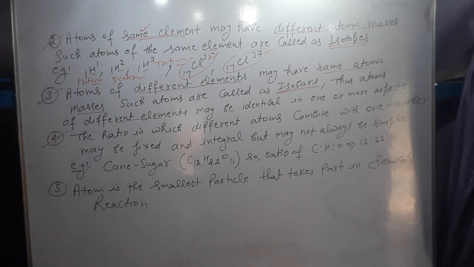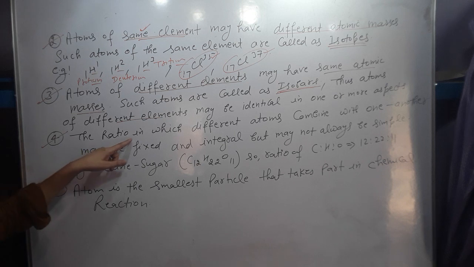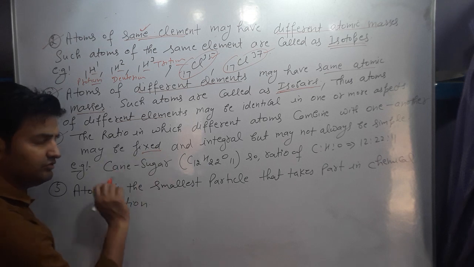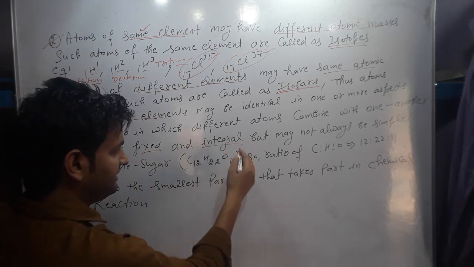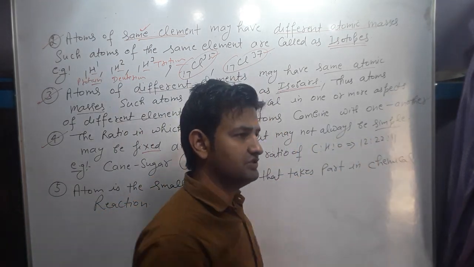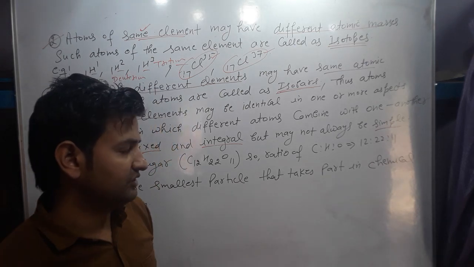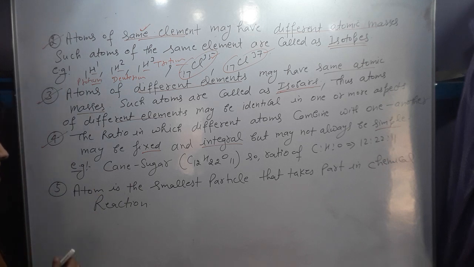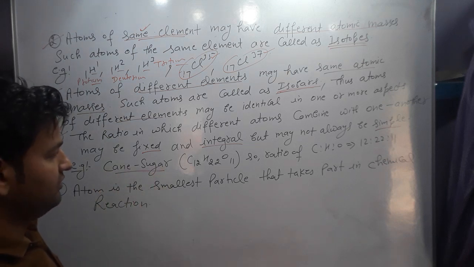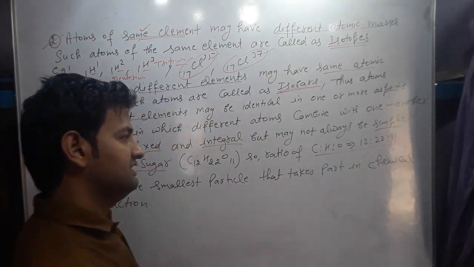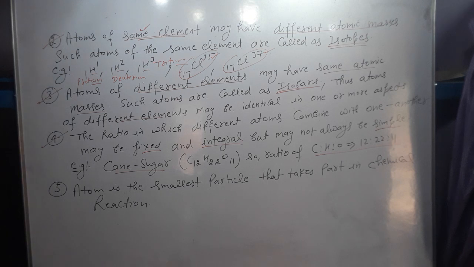Next, our fourth point of the modified Dalton atomic theory is that the ratio in which different atoms combine with one another may be fixed. This is according to the Dalton atomic theory. The ratio is fixed and an integral multiple but may not always be simple. A simple ratio is like 1:2. We have seen in the Dalton atomic theory 1:1, 1:2, 2:1, but it may not be simple. Example of this point is cane sugar. Cane sugar formula is C12H22O11, so the ratio of carbon, hydrogen and oxygen is C12H22O11.